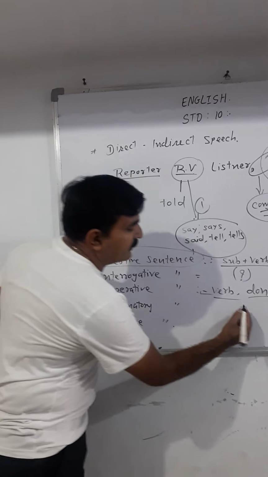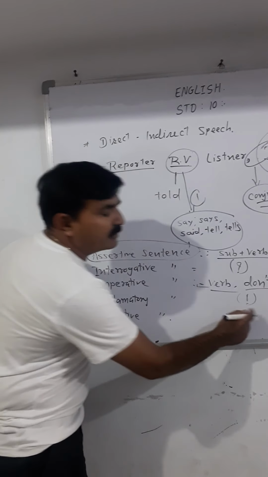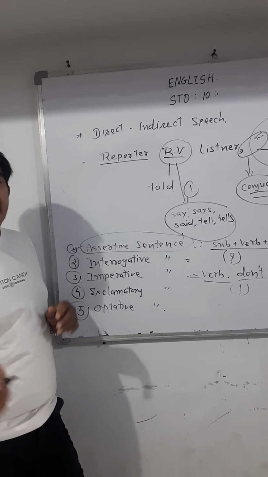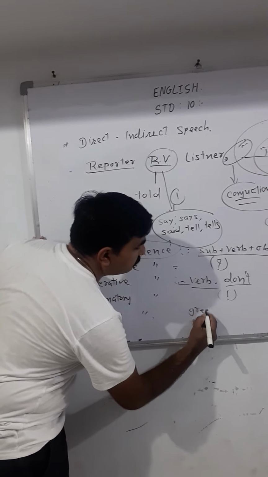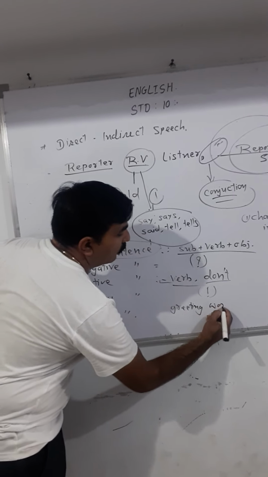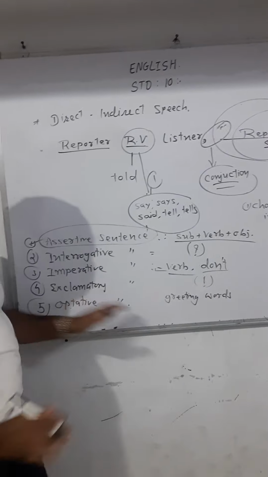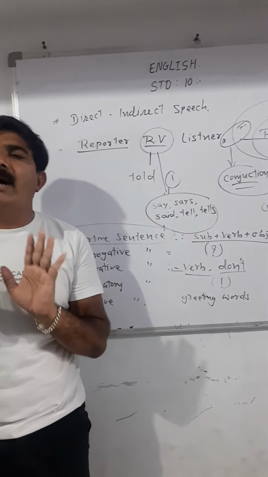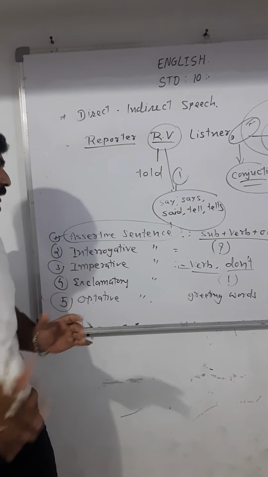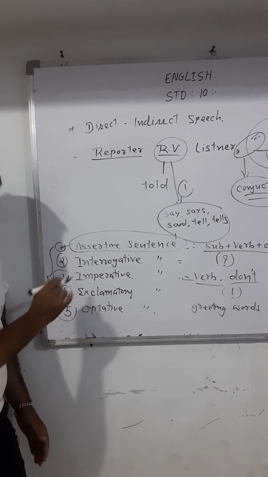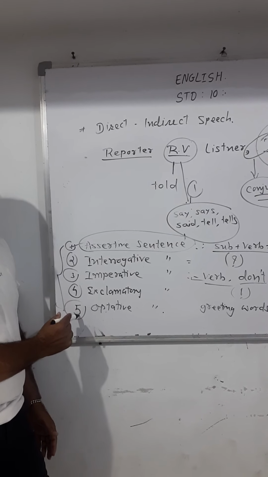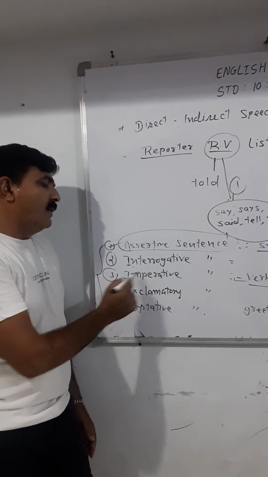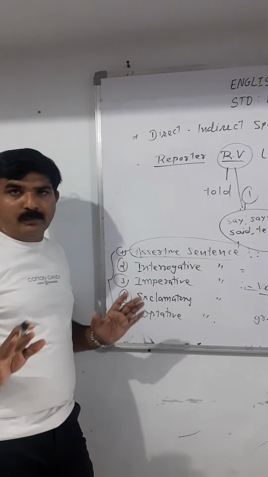Now the exclamatory sentence is too easy. An exclamation mark will be given in this type of sentence. Then optative: optative means some greeting words. Greeting words will be given in an optative sentence. So the first rule is that we have to identify the type of sentence, and the sentences will be only from these five types. Either it will be assertive, interrogative, imperative, exclamatory or optative.